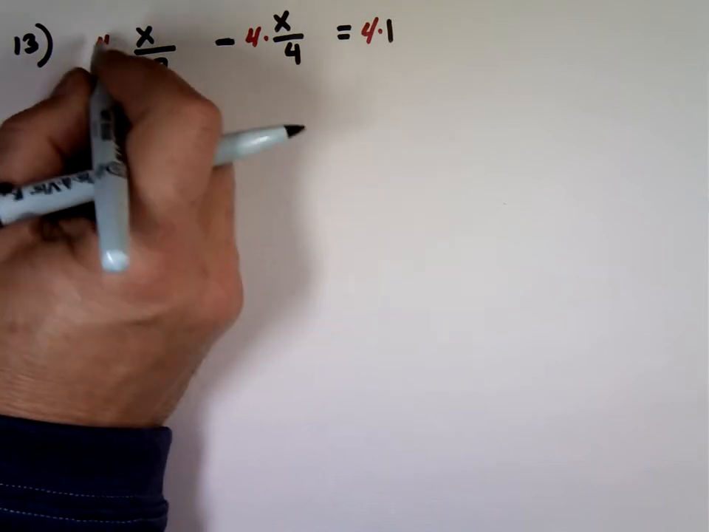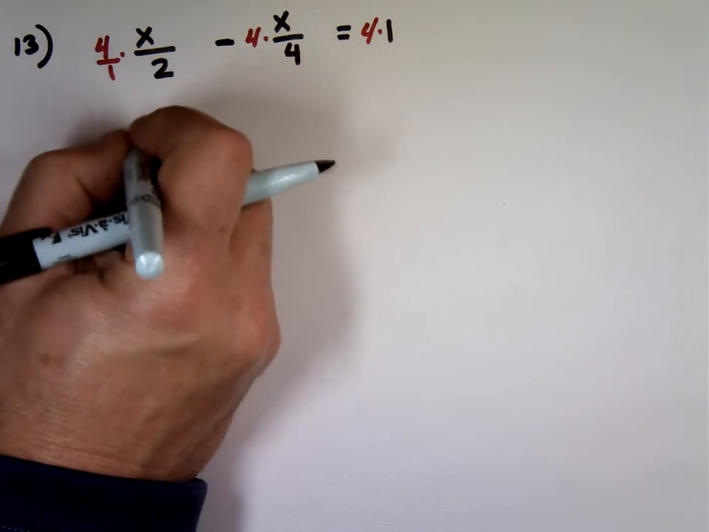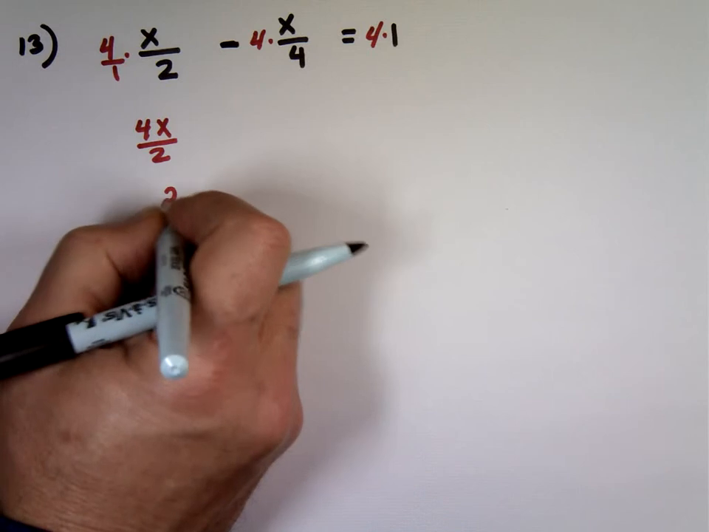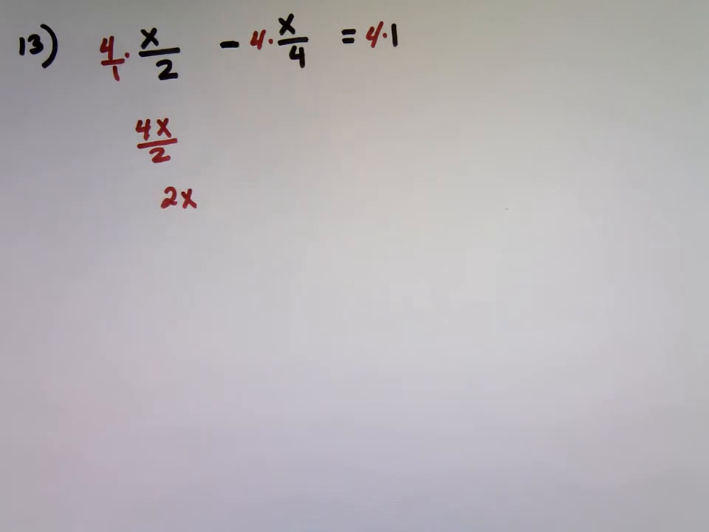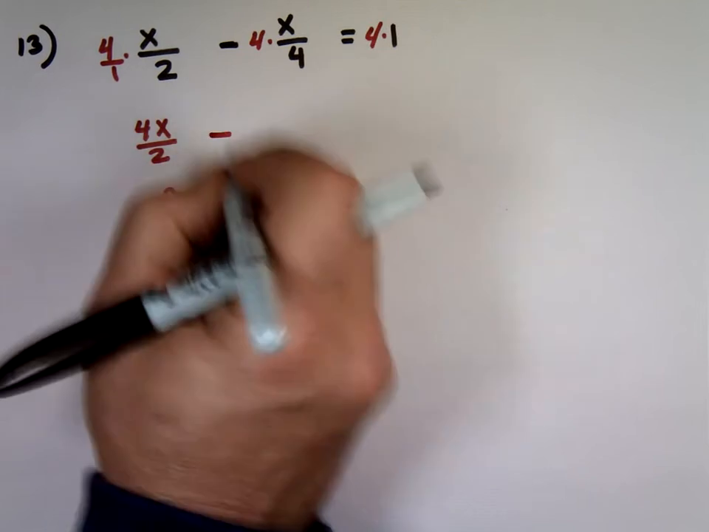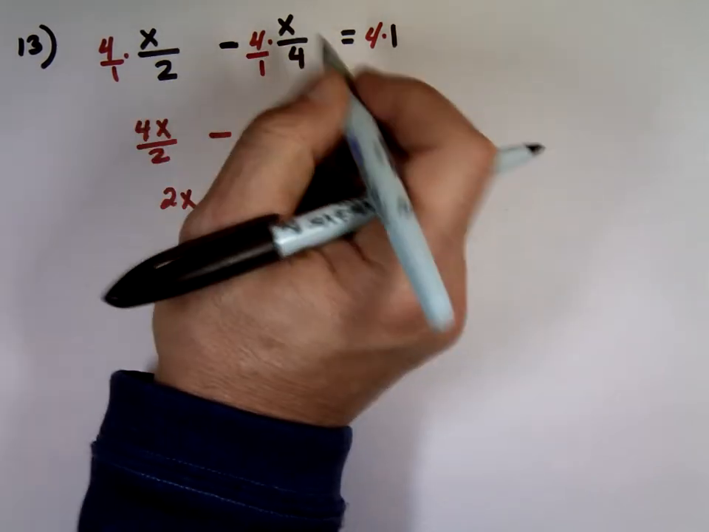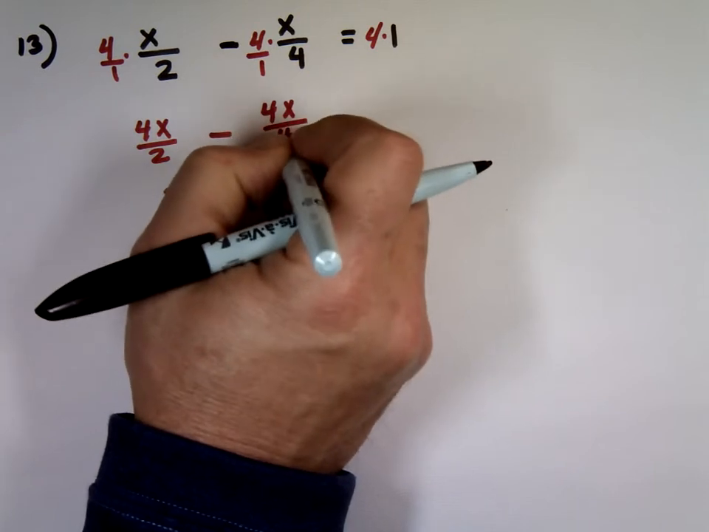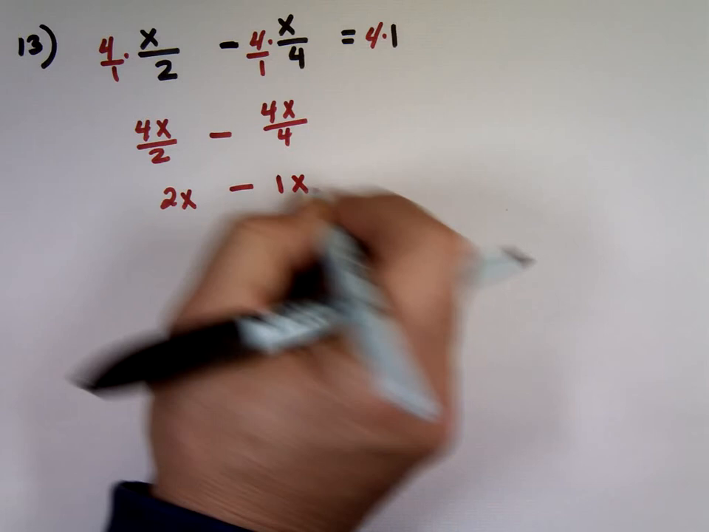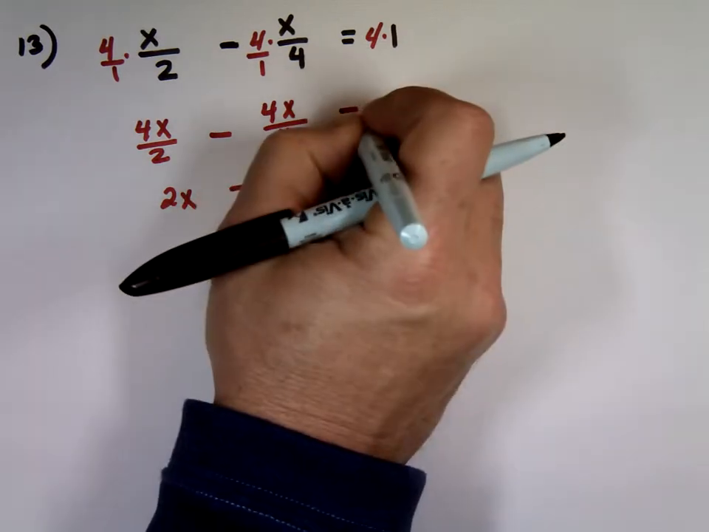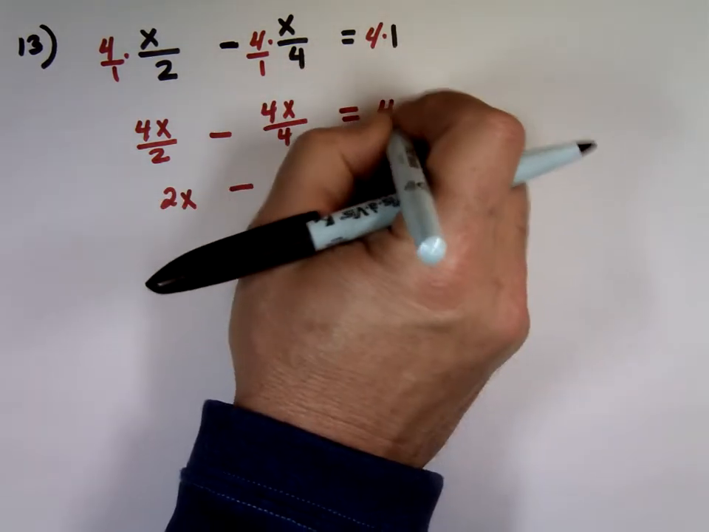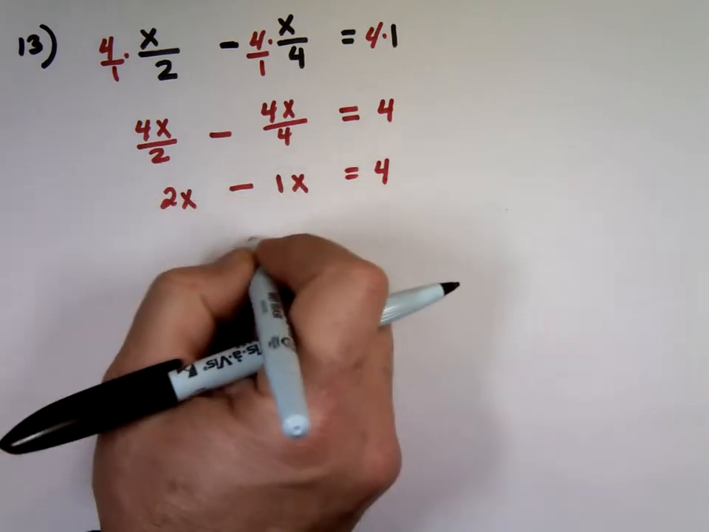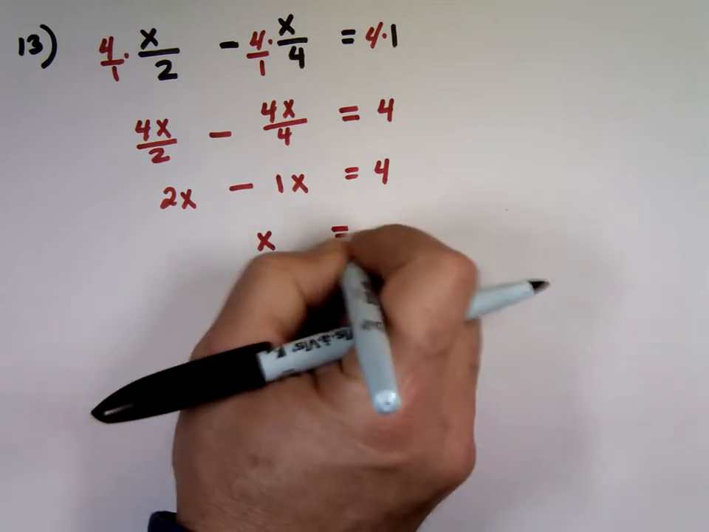That's 4 times x is 4x over 2. What's 4x over 2? Can you simplify 4 and 2? That's 2x. Again, that's 4 times x is 4x over 4. What's 4 over 4? 1. That's 1x. 4 times 1, which is 4. What's 2x minus 1x? X equals 4.